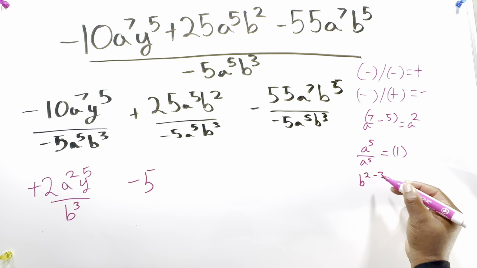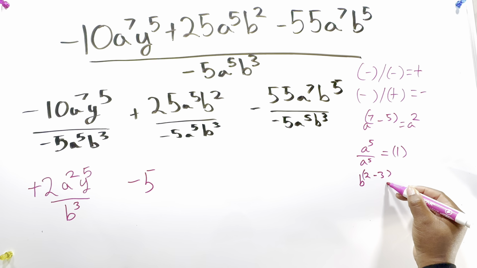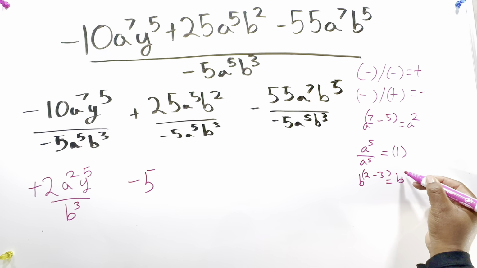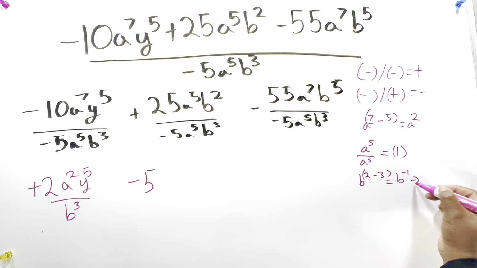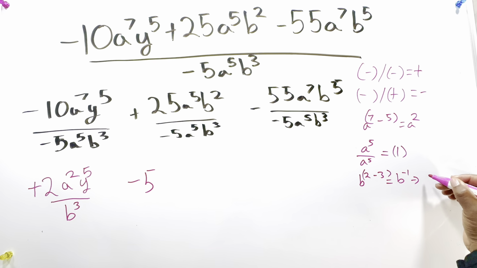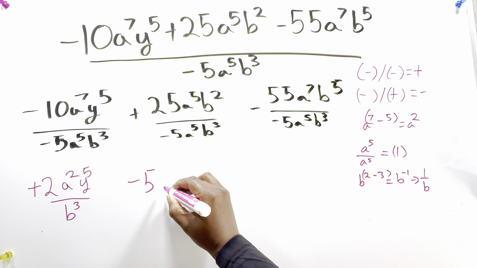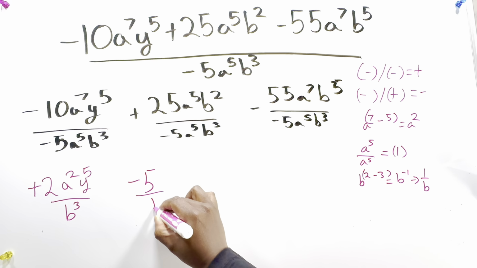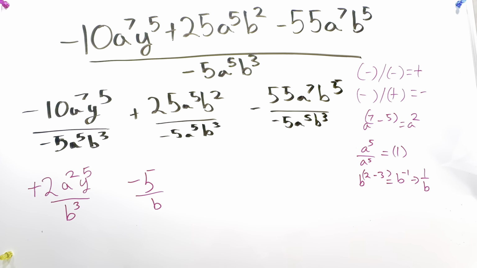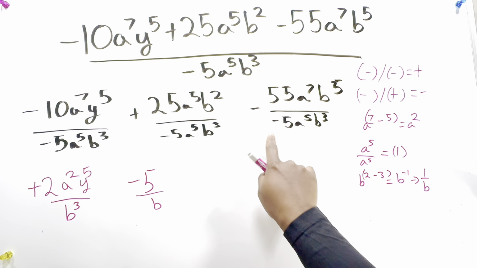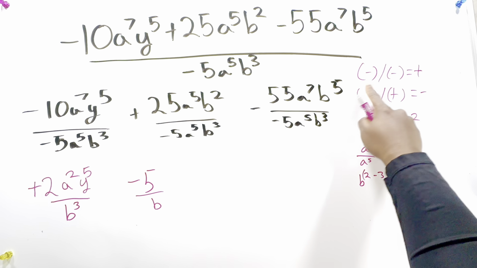Now we have b to the 2nd over b to the 3rd. Here's where it gets tricky. 2 minus 3 will give you a -1, but we cannot have a negative exponent, so we have to flip it. This will now become 1 over b. So 1 over b times -5 will just give you -5 over b.